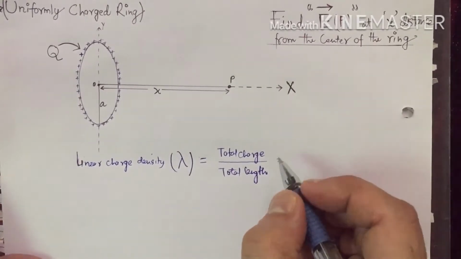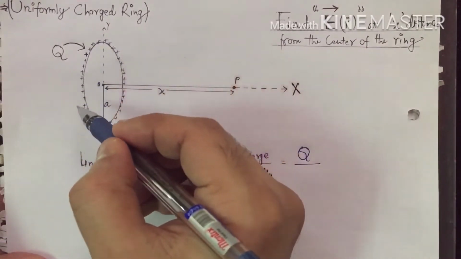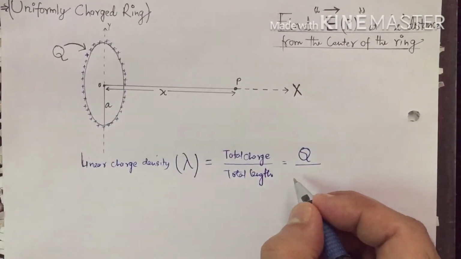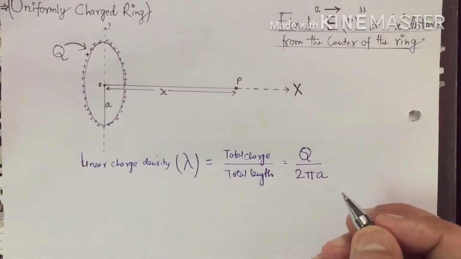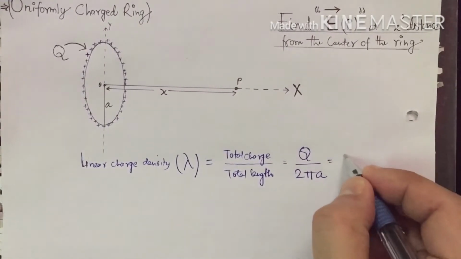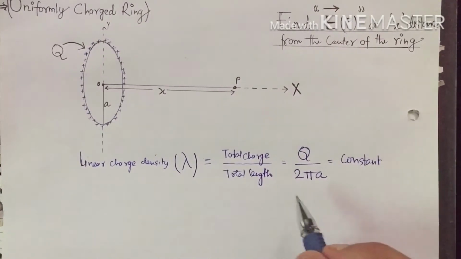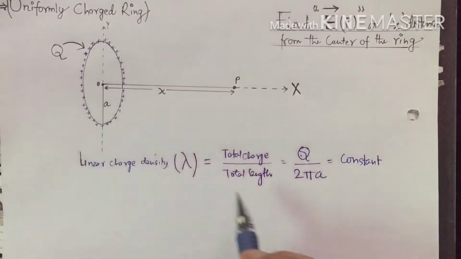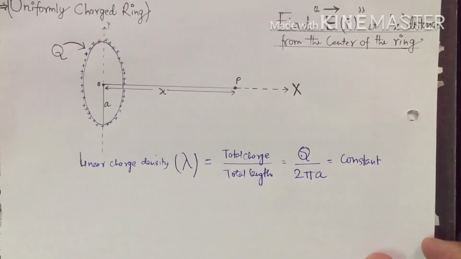So what is the total charge? That is Q. What is the total length over which the charge is distributed? That is equal to the circumference of the ring, which is equal to 2 pi A. And this is constant because A is fixed and Q is fixed for a given distribution. So that's why we have lambda.